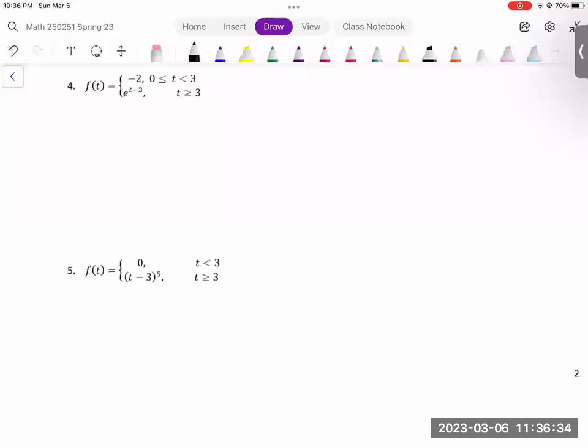Okay, so here we have the function that's equal to -2 between 0 and 3, and then e to the t minus 3 when t is greater than or equal to 3. Okay, I'd like you to take a moment, try and write this down, and then we can come back and look at it.